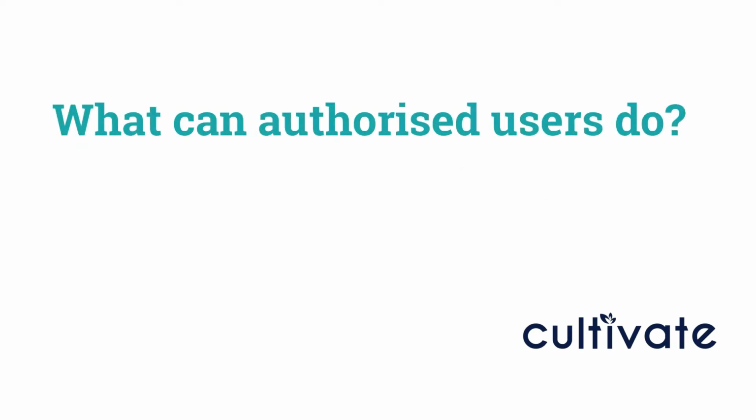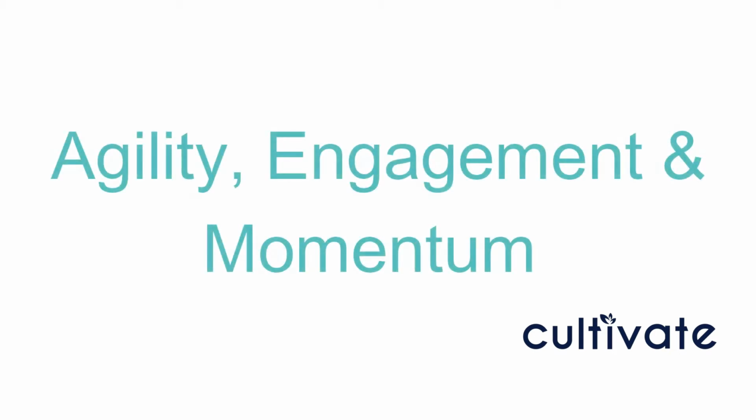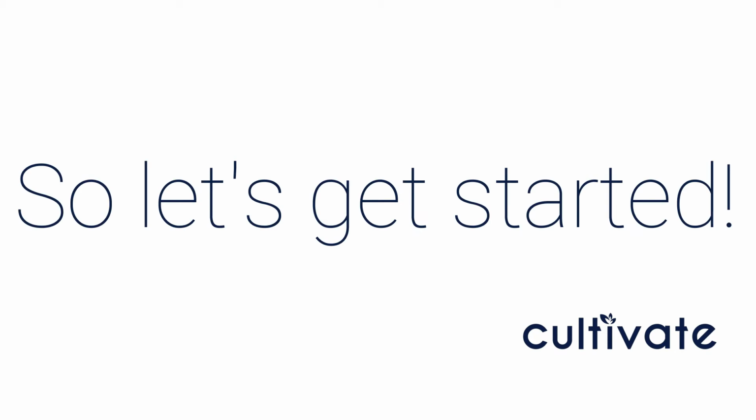Authorised users can do everything that other users can, plus additional access to certain elements, such as adding new users, creating and editing the ambition, areas of focus and priorities, sending check-in questions and messages, and pre-screening posts. Cultivate is a tool to build agility, engagement and momentum for any business. So let's get started.